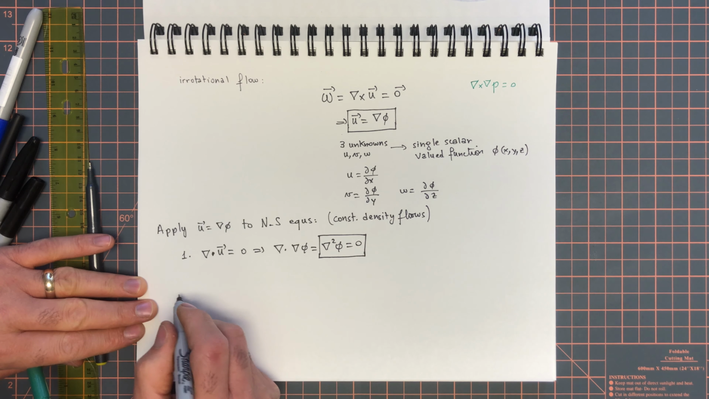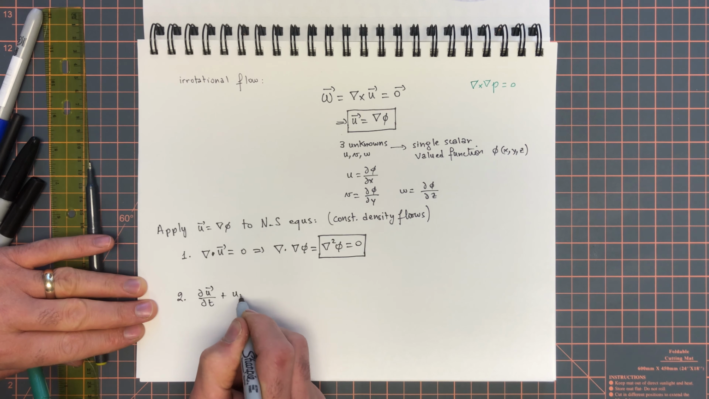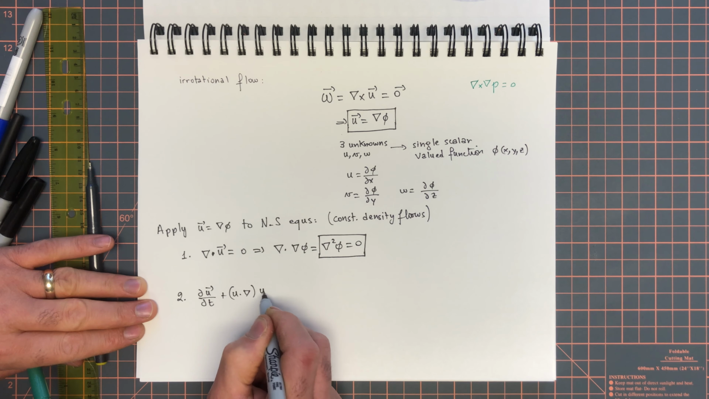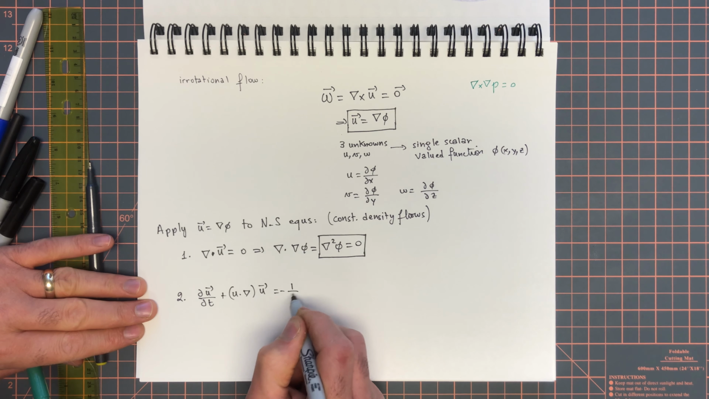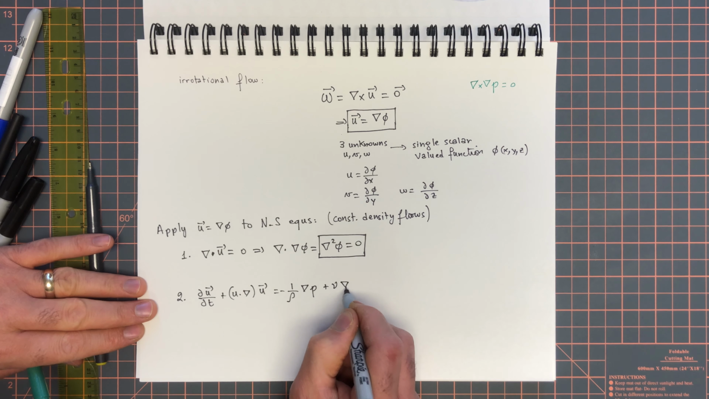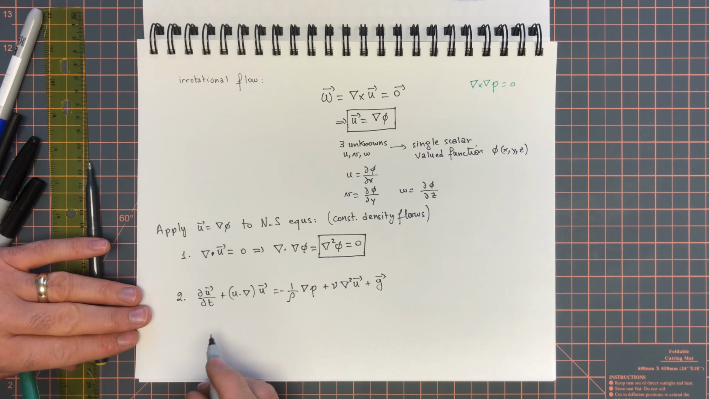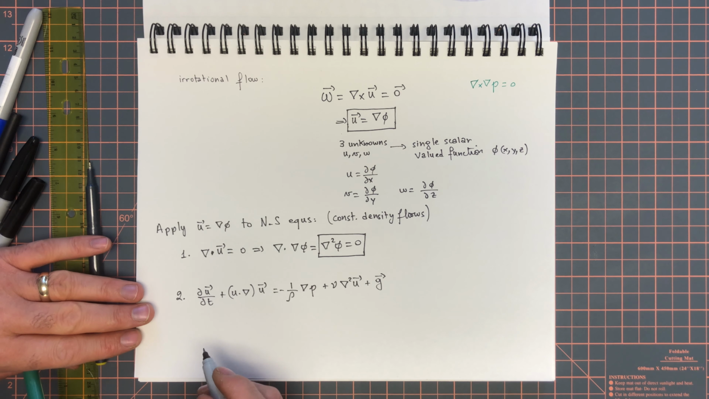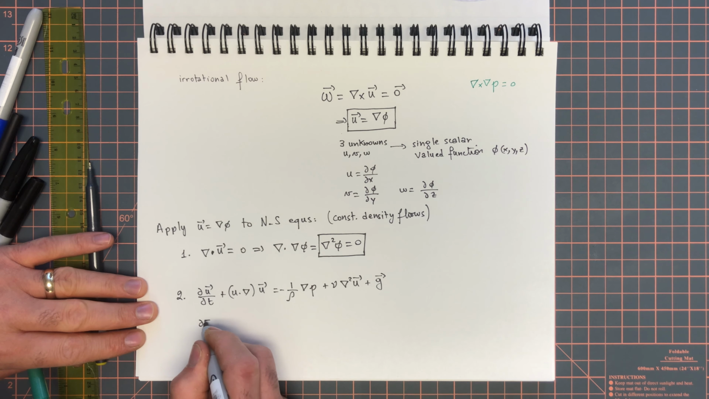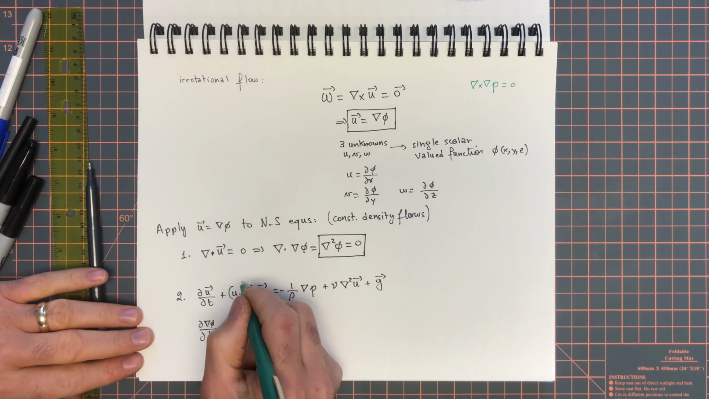For the Navier-Stokes equations, we had du by dt plus u dot nabla u is equal to minus 1 over rho grad p plus nu del squared u plus g. Now substitute grad phi. We get d grad phi by dt. Okay, great. Now, what about this term?